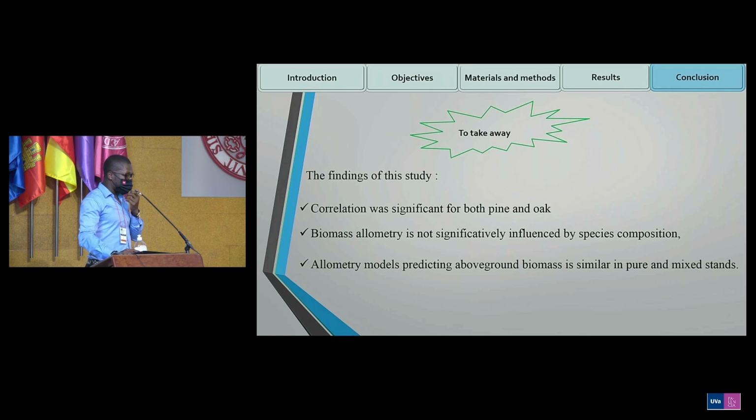Our finding in this study was that the allometry models predicting above ground biomass are similar in the pure and the mixed. What we found out is that for the mixed and the pure, it was the same. There was no difference. So it disputes our hypothesis that we stated earlier, that they were different. Our hypothesis said that they were different, but our result shows that there was no difference.